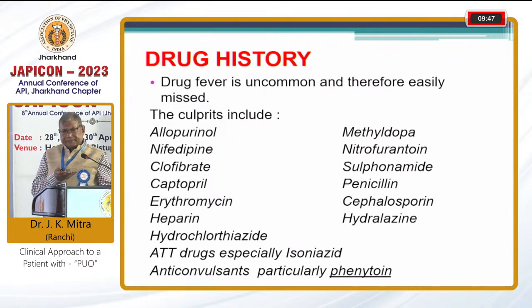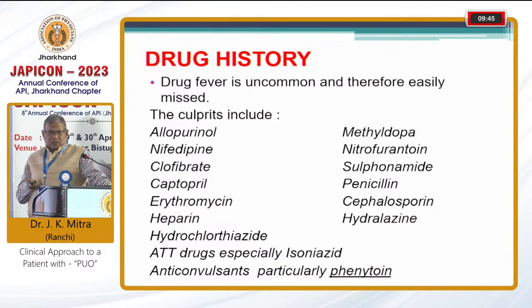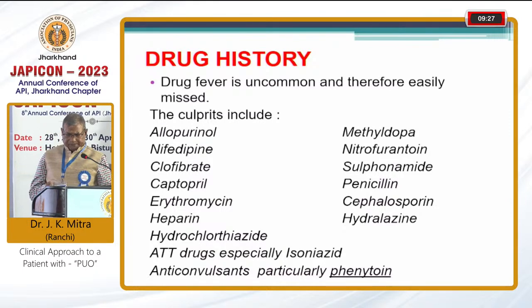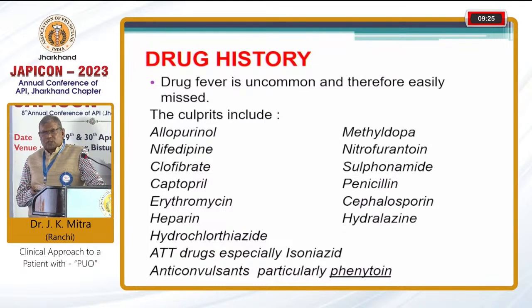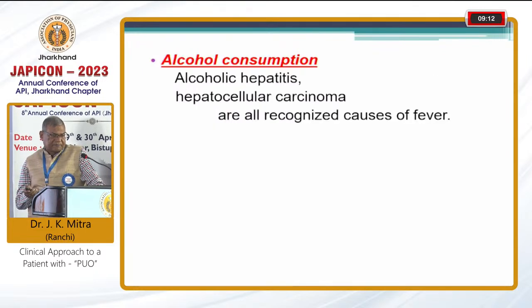And the drug history: drug fever is easily missed. The culprits include allopurinol, nifedipine, clofibrate, captopril. These are the drugs which may cause drug fever. So one should stop the drug and see for 24 hours whether the fever is responding or not. And recently, one more thing is post-COVID. Post-COVID fever has also become very common. They have seen 2-3 patients who had fever for no reason. Everything was fine, and they were having post-COVID fever, they say.